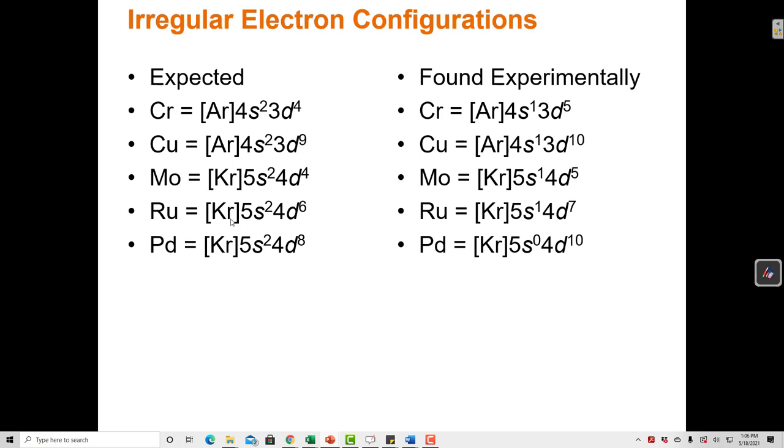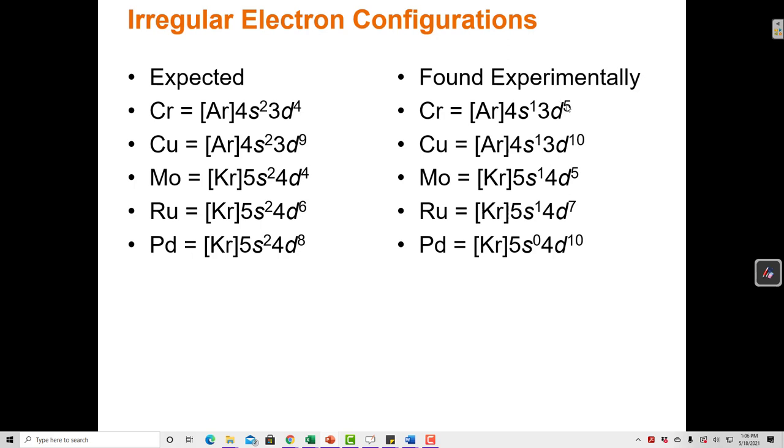So here are some of those irregular configurations. For chromium, we would expect 3d4, but we see that 3d5 is actually particularly stable, so it moves one of the s electrons into the d orbital. And that happens with copper too. We would expect it to be 3d9, but we know that 3d10 is particularly stable, so it promotes an electron from 4s2, now it's 4s1, into the d orbital.